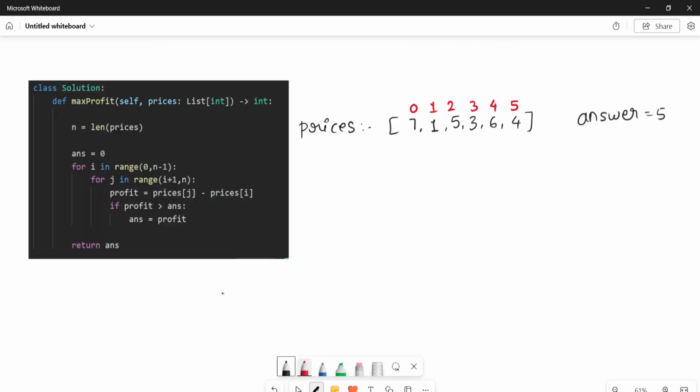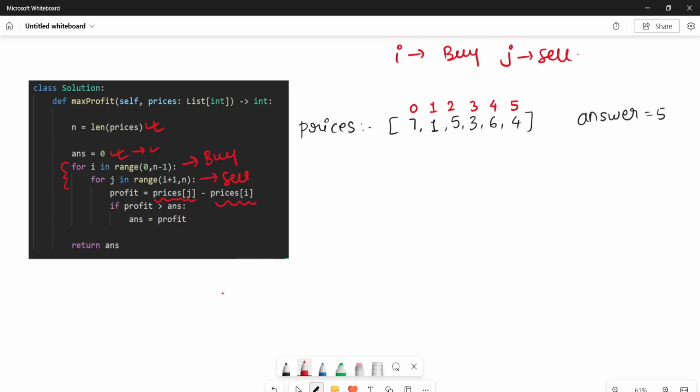Okay, so this is the code. You can see here we are finding the length of the prices array, and here we are defining one variable, answer, that we will keep on updating, right? And here we have two for loops. The first for loop is for buy, as I mentioned, and the second for loop is for sell, with i representing buy and j representing sell, right?